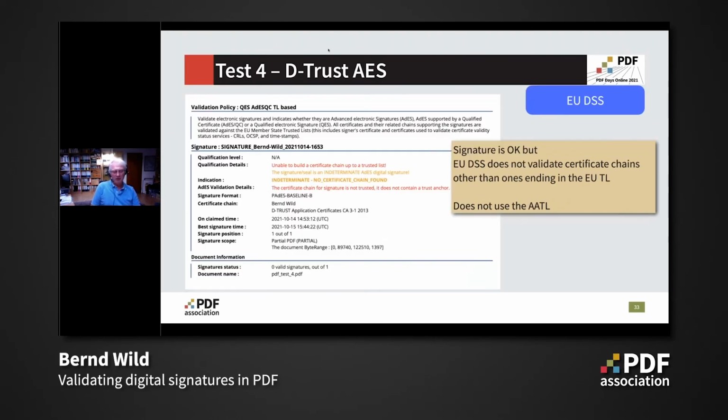And if we open this up finally in the EU DSS, we see, oh, we are unable to build a certificate chain up to a trusted list, because the EU doesn't use the AATL from Adobe, and they rely only on the European trust lists, and therefore they can only say the signature is fine, but the certificate itself cannot be proved because the certificate chain is not available for checking. Okay, that's it.